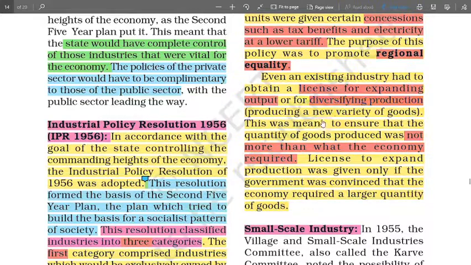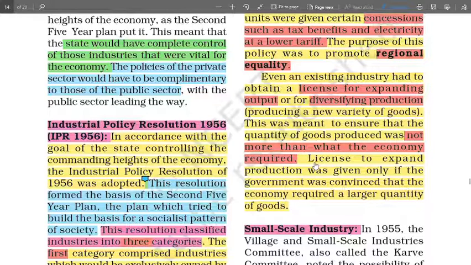Okay, this was meant to ensure that the quantity of goods produced was not more than what the economy required. The government wants to know what these private units are producing, in what quantity, so that these resources that are scarce, especially after independence, can be utilized effectively towards the needs of the people, not more. So that's why we need a license for the government to monitor.